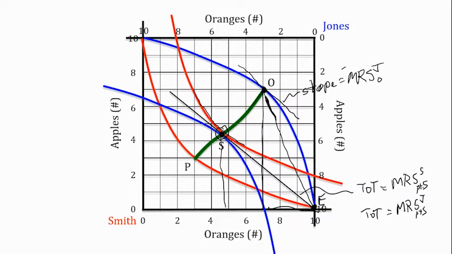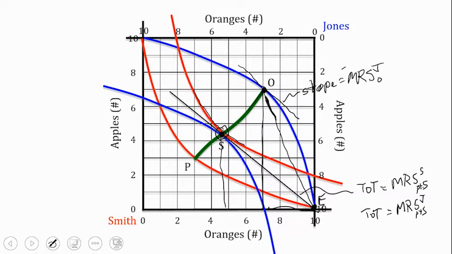The fact that they're not equal to each other means it doesn't satisfy the utility maximizing condition, and therefore Jones would not see that as an ideal point to trade to. He would reject it if that were the terms of trade that were offered to him, because it wouldn't maximize his utility at point O.